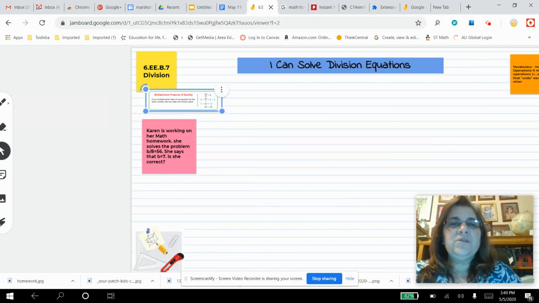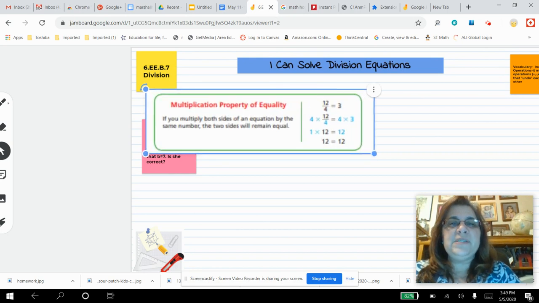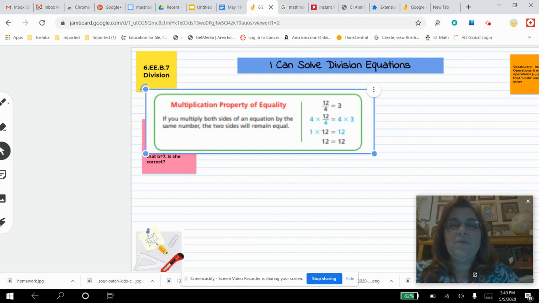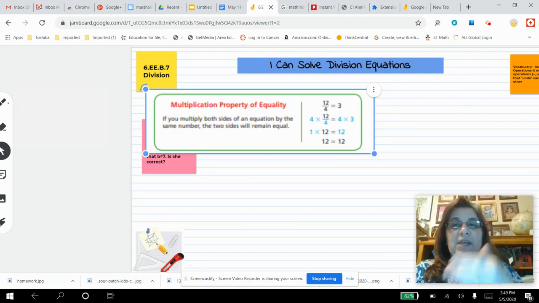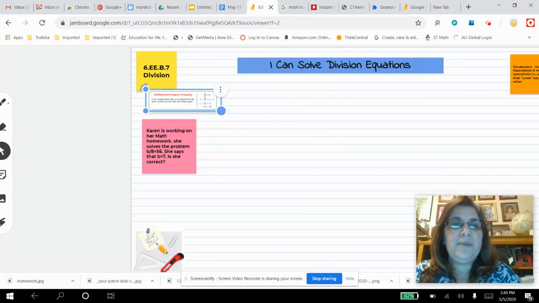One of the properties that we've been discussing is the multiplication property of equality. It means if I have a division problem like 12 divided by 4 is equal to 3, I'm going to multiply both sides by the same number, okay? And it's going to help us so that both sides will remain equal. Now, if that doesn't make sense to you, just let me show you what I mean today.